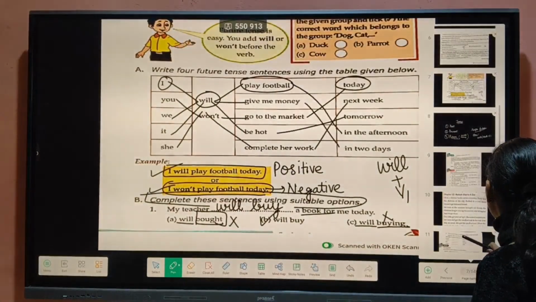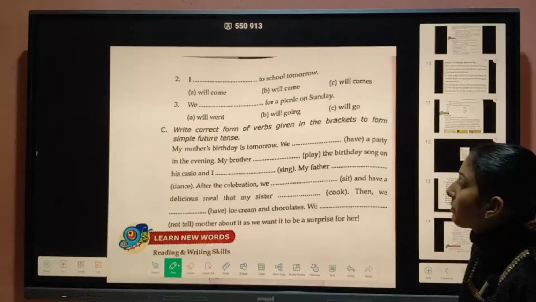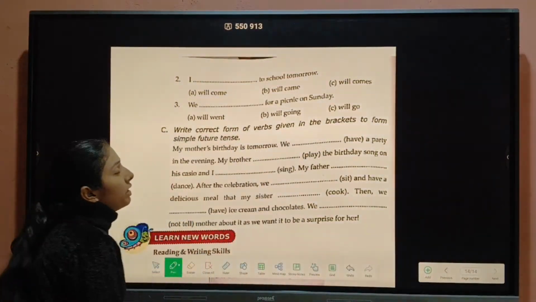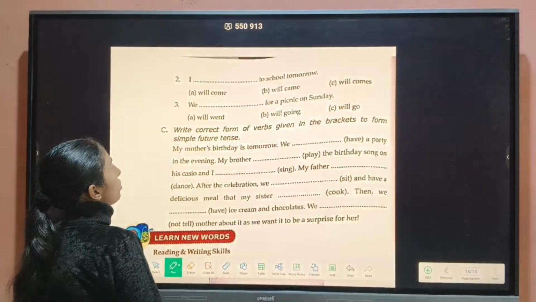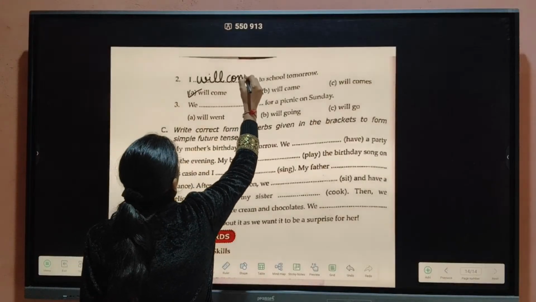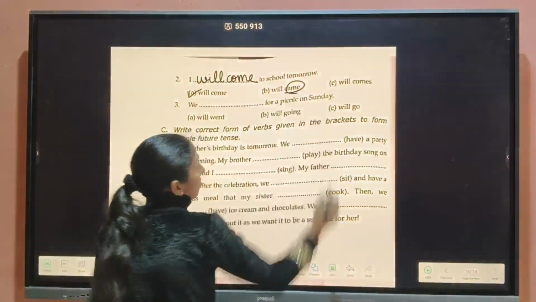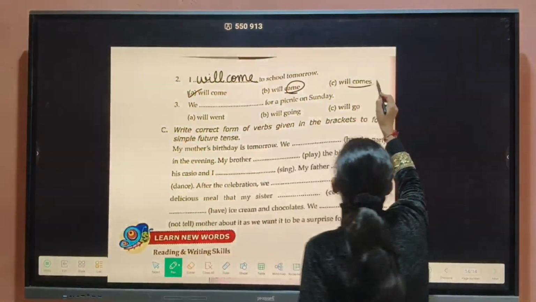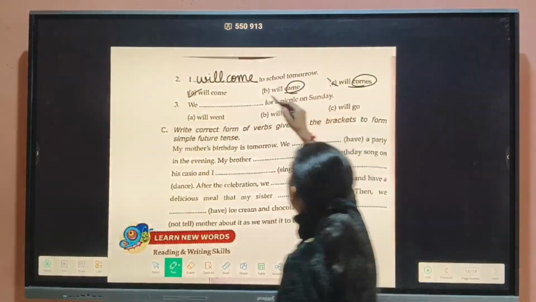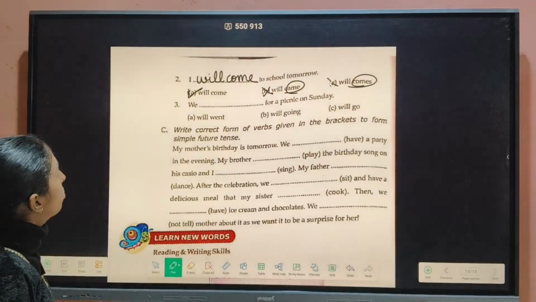Okay, let us move to the next page. Second sentence, beta. I dash to school tomorrow. Again, you have to fill simple future. So, I will come to school tomorrow. Okay, "will came" is not the first form of the verb. "Comes", S or es will not come here. So, this is also an incorrect option, and this is also an incorrect option. Which will be the correct one? I will come to the school tomorrow.